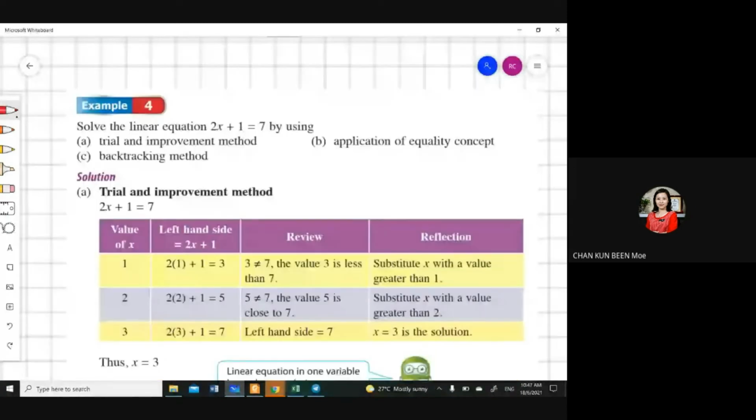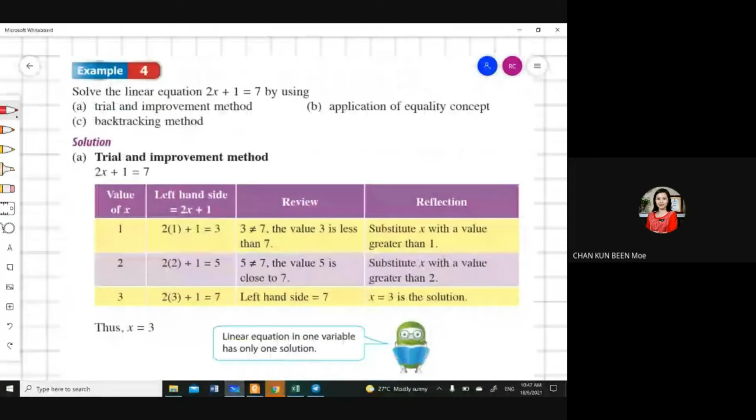Example 4 here. Solve the linear equation 2x plus 1 equal to 7 by using A, trial and improvement method, B, application of equality concept, and C, the backtracking method. So they ask you to use all 3 types of method to solve it. We go through the first one, A. 2x plus 1 equal to 7, using trial and improvement method.